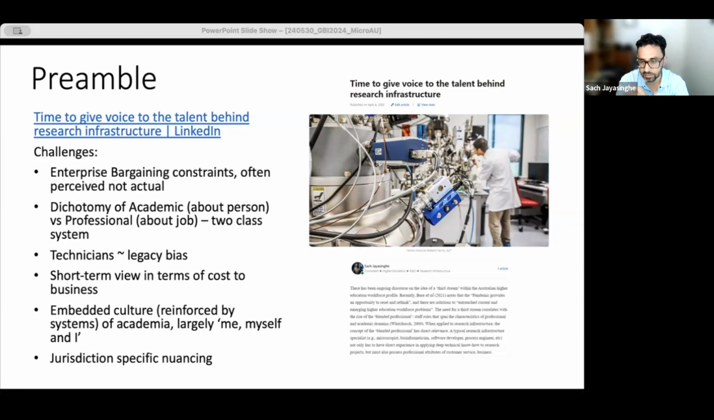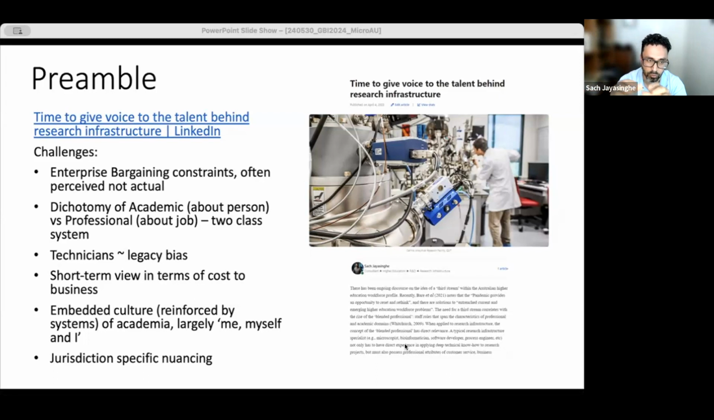Australia has inherited a very old system, pretty much based on the British system, of this dichotomy in the enterprise bargaining agreement, where you have essentially a two-track system, often academic, professional, or academic or administrative. The key difference there really is that the academic track recognizes the person, whereas the administrative or professional is about the job. So it's treated as a job, and what that means in the real world is that you're not really looking to advance the person per se, you are thinking about who's the best person for that job.